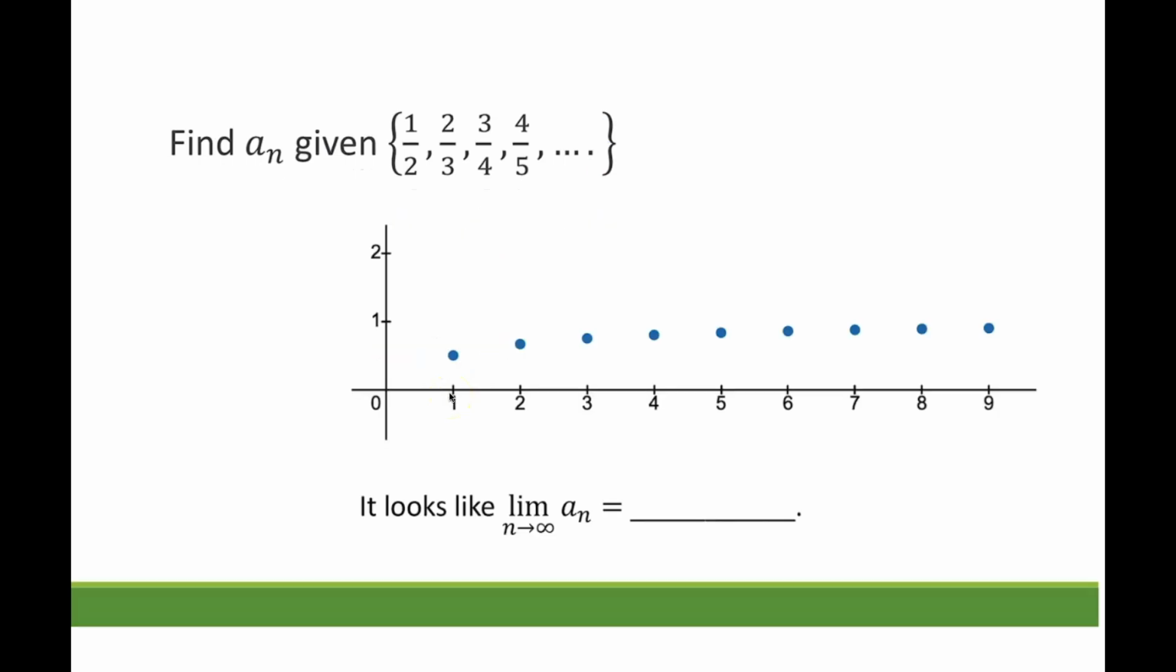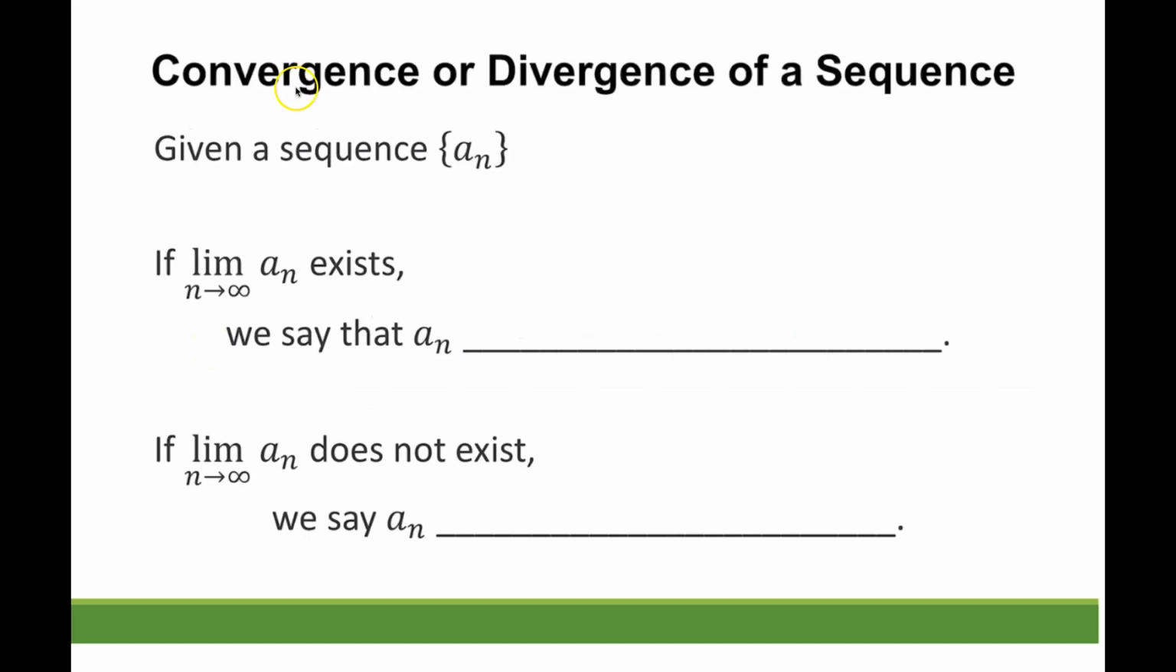On this example, if we, again, graph the terms of the sequence, which again is a discrete function, we can see those points 1/2, 2/3, 3/4, 4/5, 5/6, and so on. And it looks like as n approaches infinity, those function values are getting closer and closer to that y value of 1. Now let's talk about convergence or divergence of a sequence.